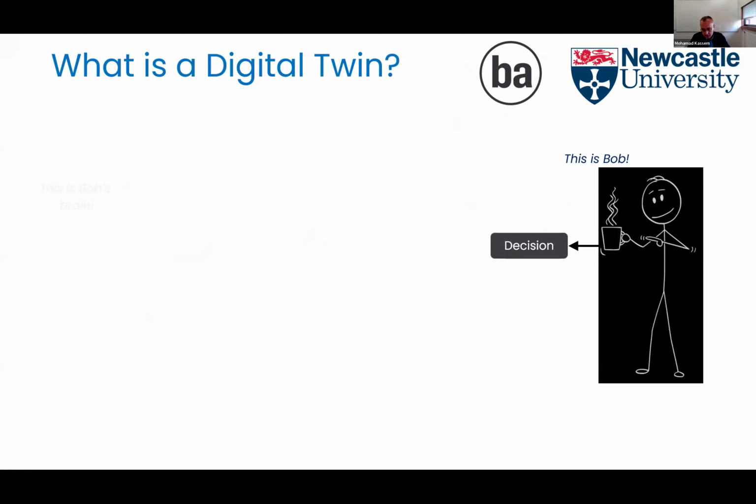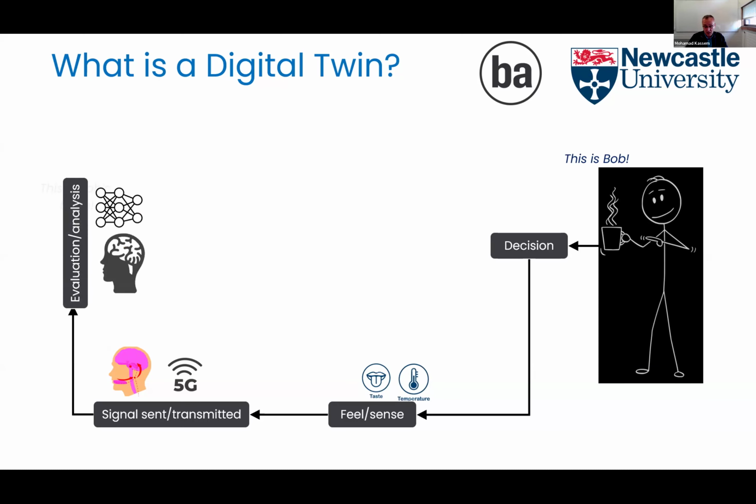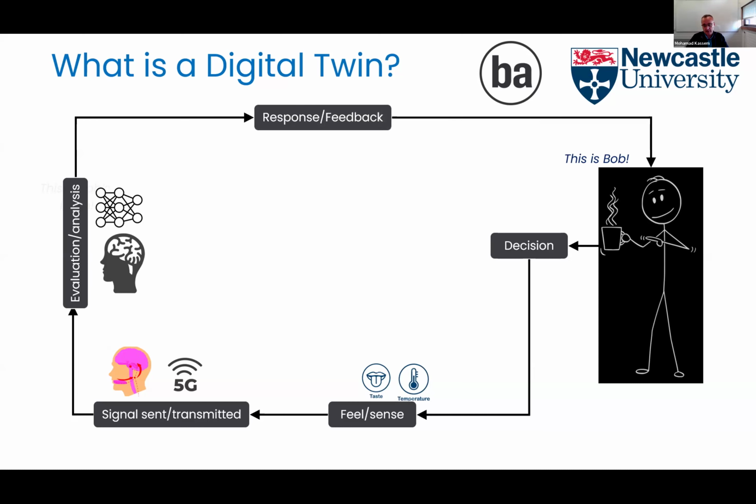I'll start with a simple example of what digital twin is. We have an individual here called Bob who wants to decide whether to drink a hot drink he's holding. I expect everyone is familiar with this process. We sense it on our tongue. We have sensors, we have receptors, that measure the temperature. They transmit that through a nerve connecting our tongue to our brain, and that's the equivalent of the communication technologies within a digital twin. It goes to our brain, our cognitive abilities, which quickly process that signal and send us an evaluation, which in this case is too hot or okay to drink. And based on that, we make the decision.